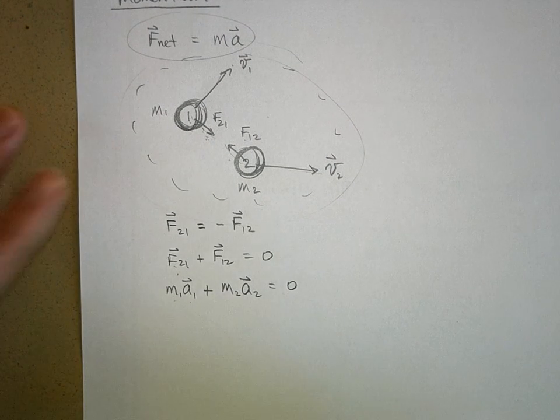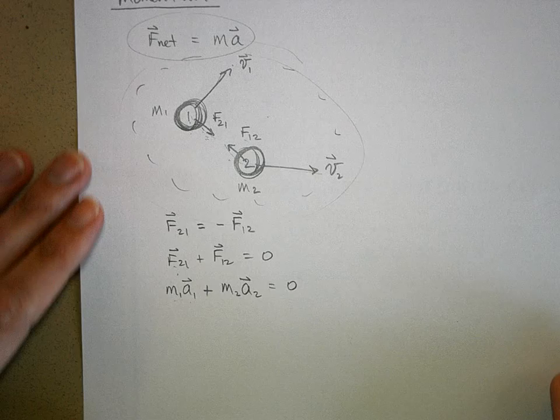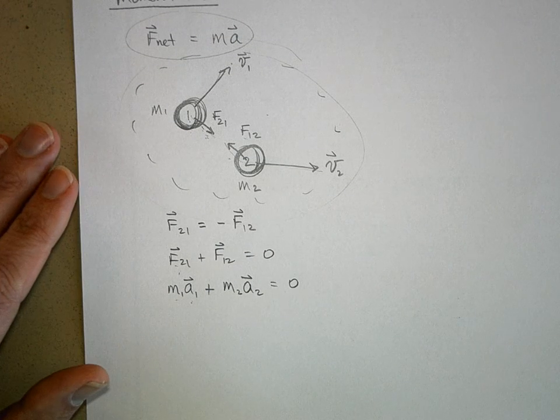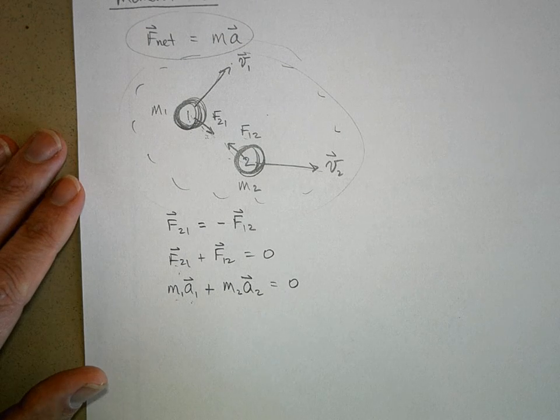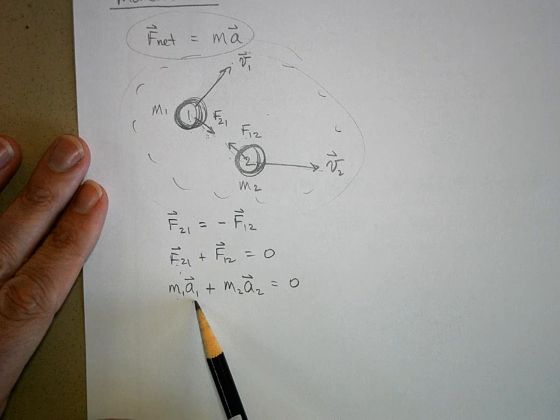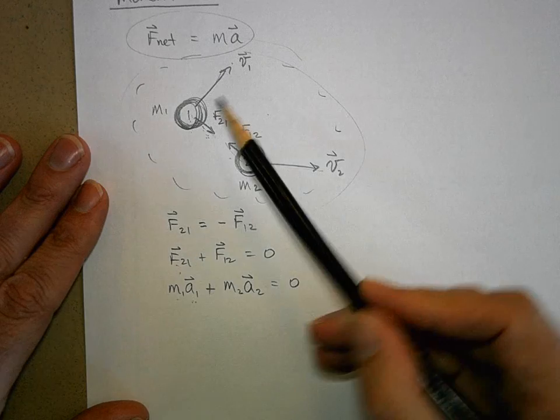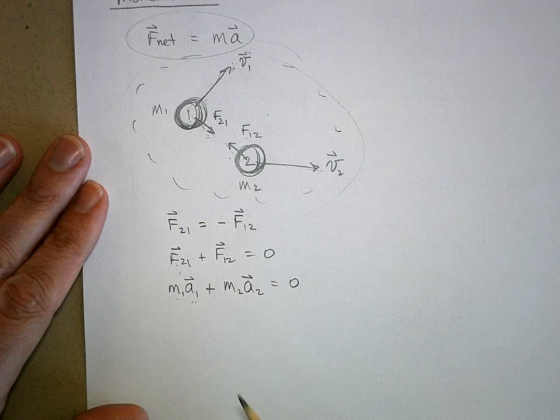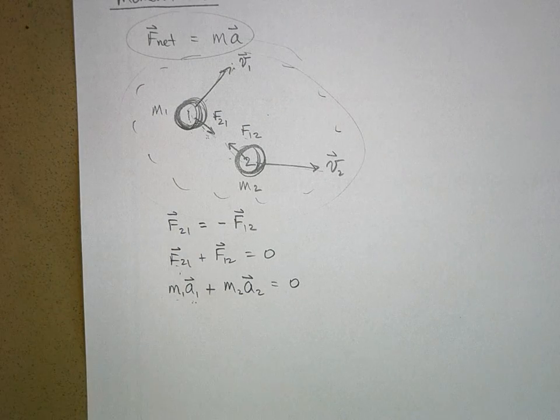I'm just following a little chain of logic here. Well, what is the acceleration of object 1? Didn't we say the acceleration of an object is the rate of change of its velocity? Right? This acceleration represents the rate at which I'm going to change this velocity vector in terms of direction and magnitude.